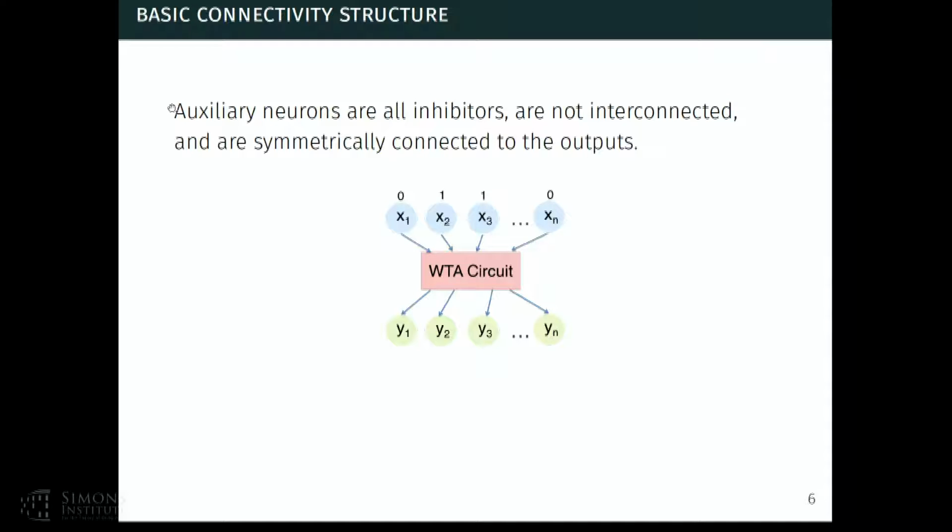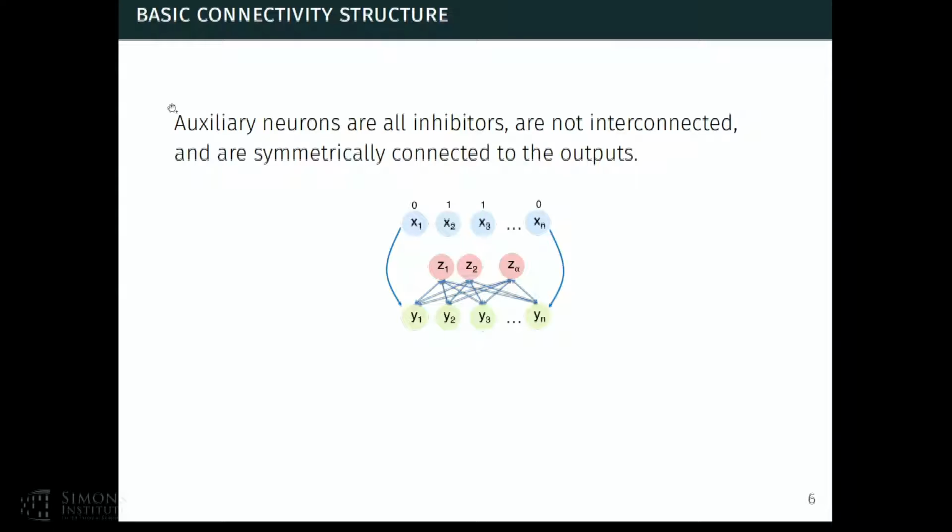In order to facilitate our studies, we're going to look at a relatively simple connectivity structure for a WTA circuit. You're going to have your input neurons connected to your output neurons. They can excite the output, or they can do whatever they want; we're just saying they can be connected to the output neurons. Then you're going to have a set of auxiliary neurons. In our case, we're going to assume they're all inhibitors. This assumption doesn't really matter, and we can generalize, but for now we're going to think of them as all being inhibitory neurons.